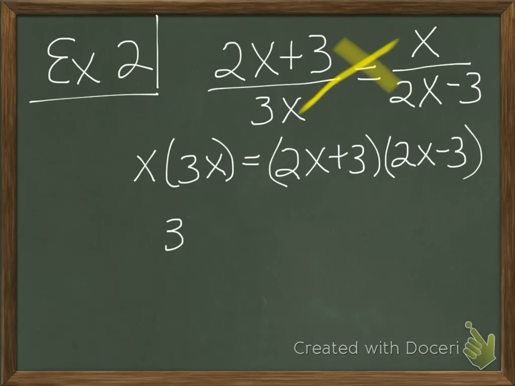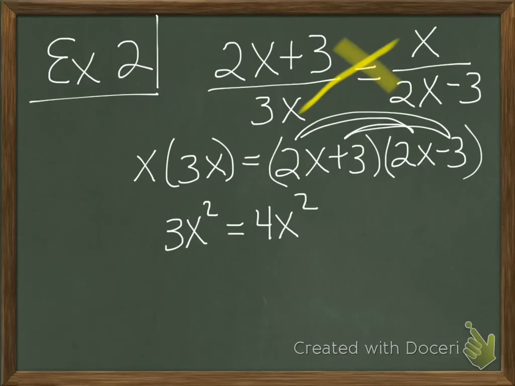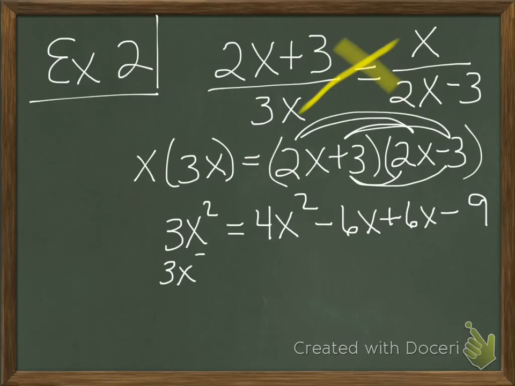On the left side I have 3x squared. On the right side, my distributing is going to take the form of FOIL. So I have 2x times 2x is 4x squared. 2x times negative 3 is negative 6x. 3 times 2x is positive 6x. And 3 times negative 3 is negative 9. So combining my like terms, 3x squared equals 4x squared minus 6x plus 6x, those cancel, minus 9.